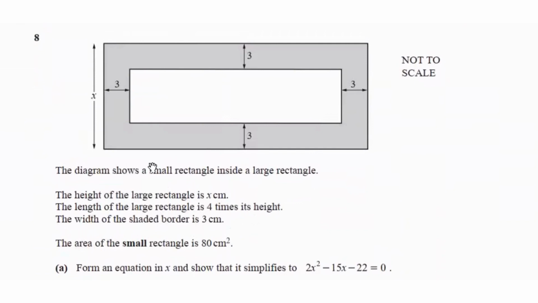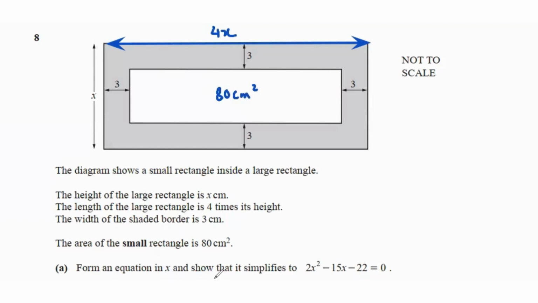Question 8 says the diagram shows a small rectangle inside a large rectangle. The height of the large rectangle is x. The length of the large rectangle is 4 times the height. So that means this is 4x. This entire thing is 4x. Then it says the width of the shaded border is 3 centimeters. The area of the small rectangle is 80 centimeters squared. This is 80 centimeters squared.